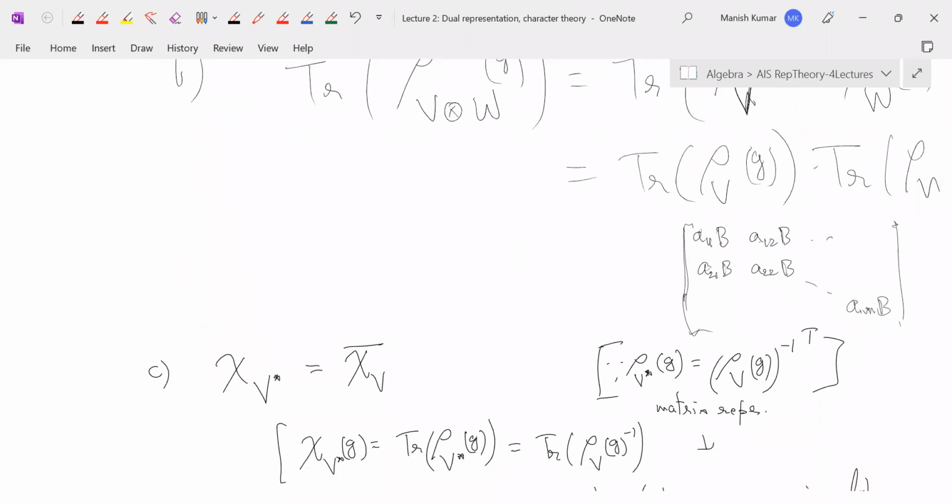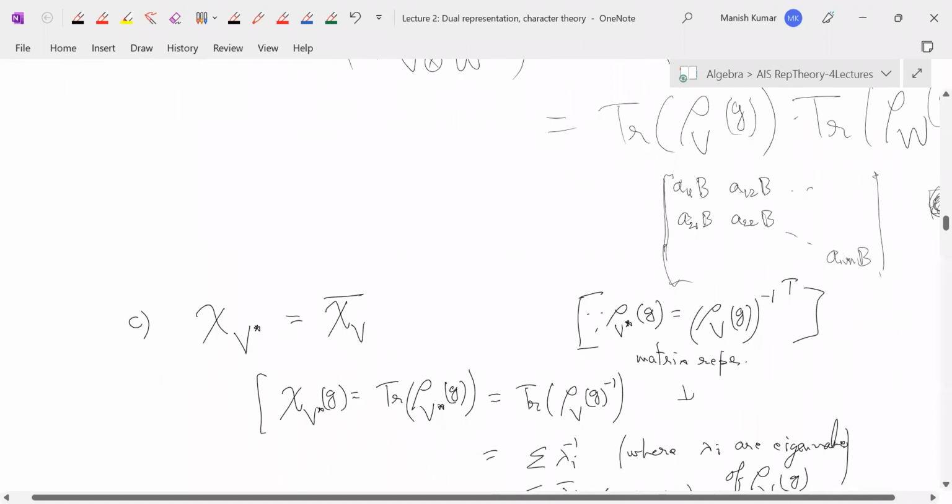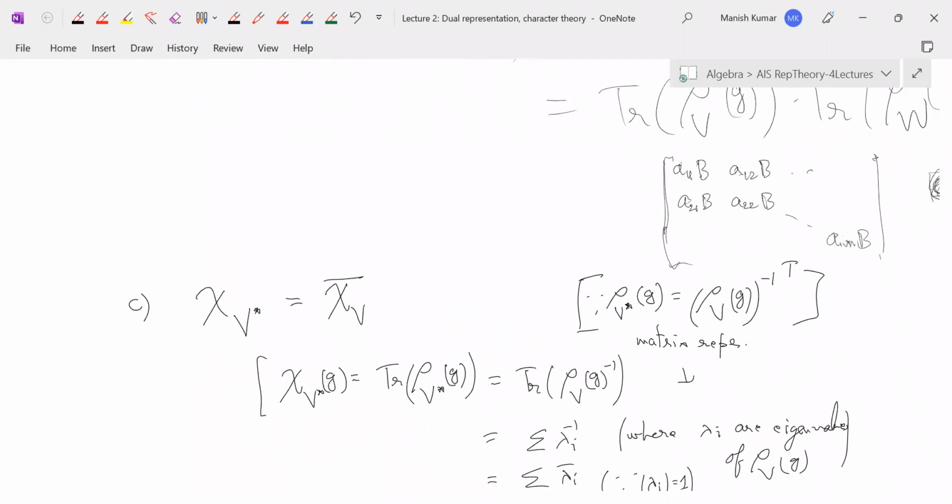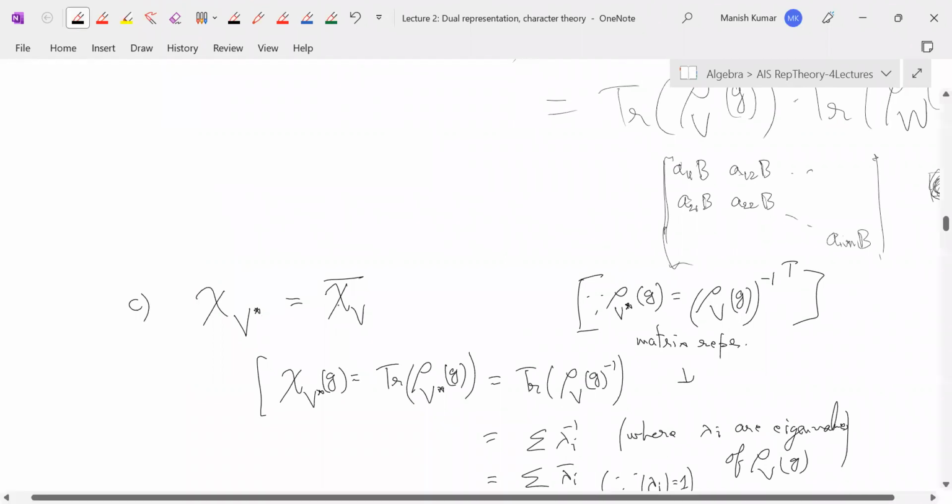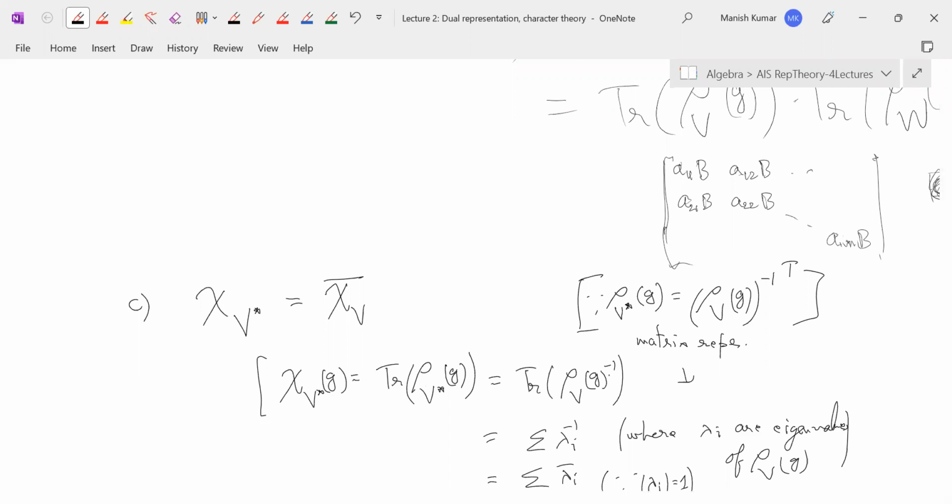And similarly, the dual. I told you what the formula is with respect to the dual basis, so again we can apply the same formula. So chi of V dual is the same as chi of V bar. And why is that? Remember, chi of V dual of g is just the trace of rho V dual of g, and rho V dual of g, with respect to the dual basis, is the matrix rho V of g inverse, transposed. So there is a transpose as well, but the trace of the matrix and its transpose are the same. So I can forget about the transpose.